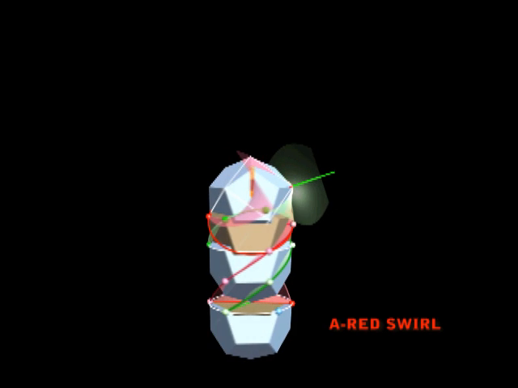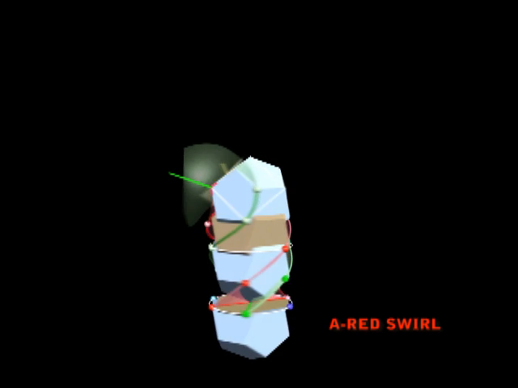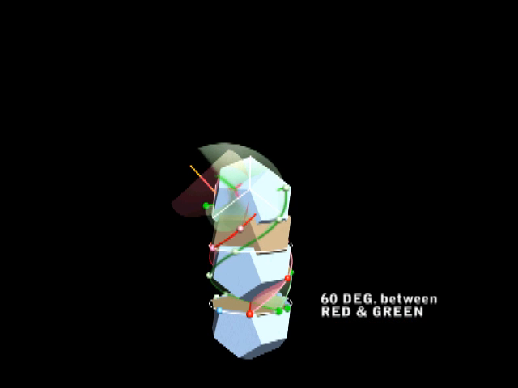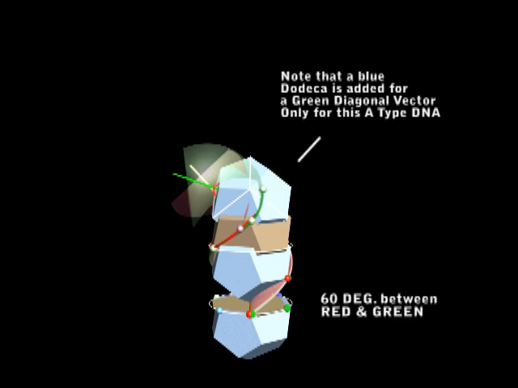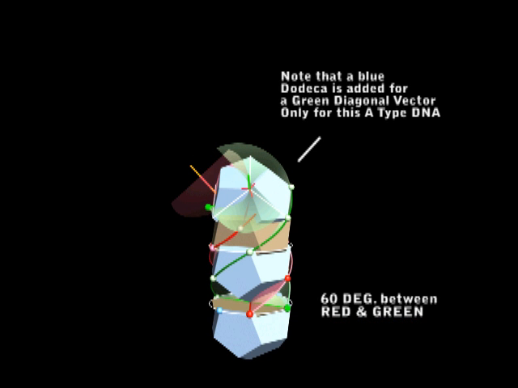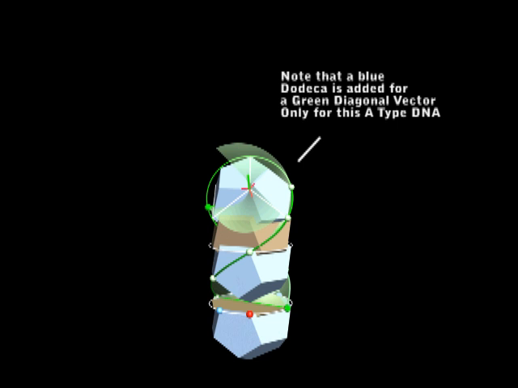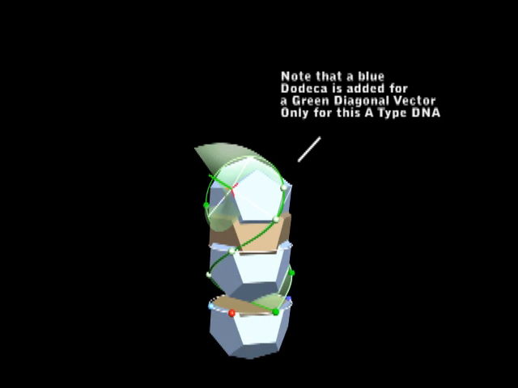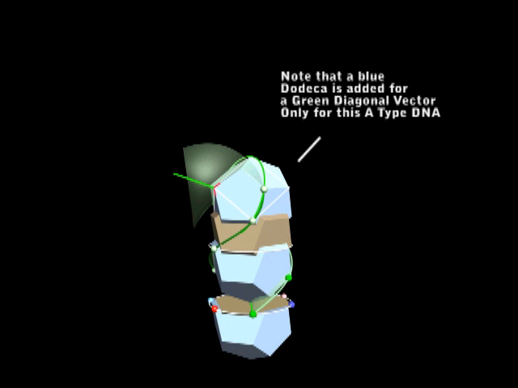Now we're looking at the green swirl. The angle between the red swirl and the green swirl is 60 degrees exact. And notice we've just added a blue dodeca. The green vector, and later you'll find the blue vector, uses this extra dodeca. This only applies in the A type DNA. The other 2 types of DNA only use 1 dodeca.